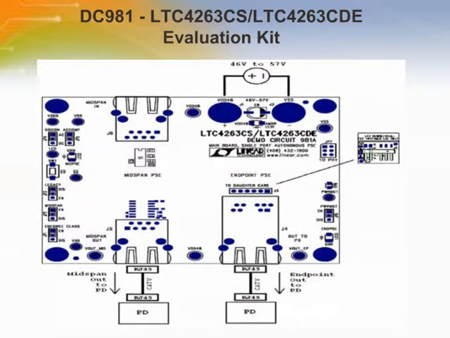DC981 provides 2 implementations of a PSE controlled by the LTC4263, a mid-span PSE and an endpoint PSE. A single 48 volt supply is all that is required to power the board. This in turn provides power to the mid-span PSE and endpoint PSE outputs. On each solution, the LTC4263 provides detection of a PD, classification, power management, safe power on of the PD, port current limit, and disconnect detection.